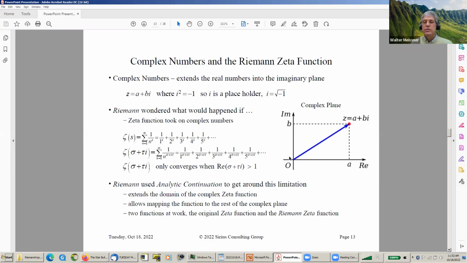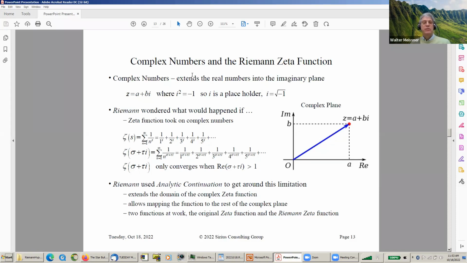Okay, just to refresh people's memory on complex numbers. Complex numbers extend real numbers into the imaginary plane. So here you have complex z equals real a plus real b times i. So i is defined as i squared is equal to -1. So i is the placeholder for i equals square root of -1.